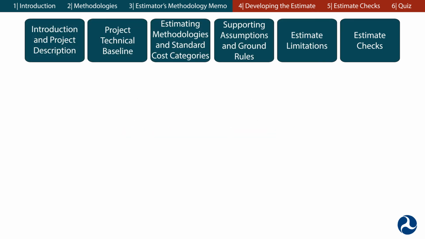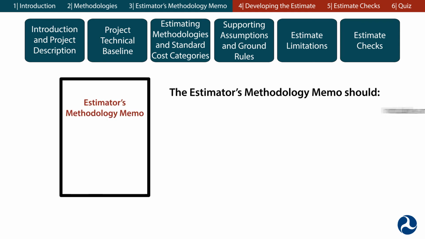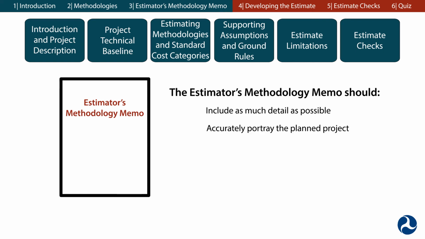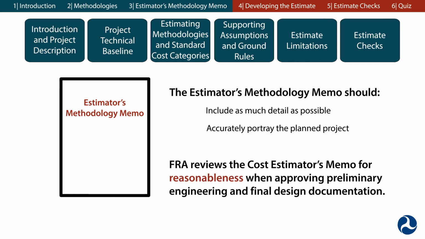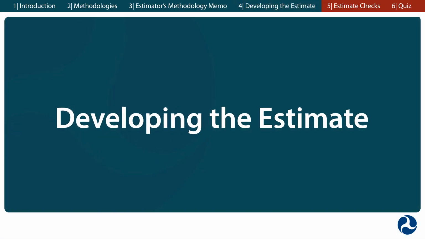While this is a basic overview of the sections that make it up, the cost estimator's memo should include as much detail as possible. It should also accurately portray the planned project. FRA reviews the cost estimator's memo for reasonableness when approving preliminary engineering and final design documentation. Let's discuss the next step, developing the estimate.